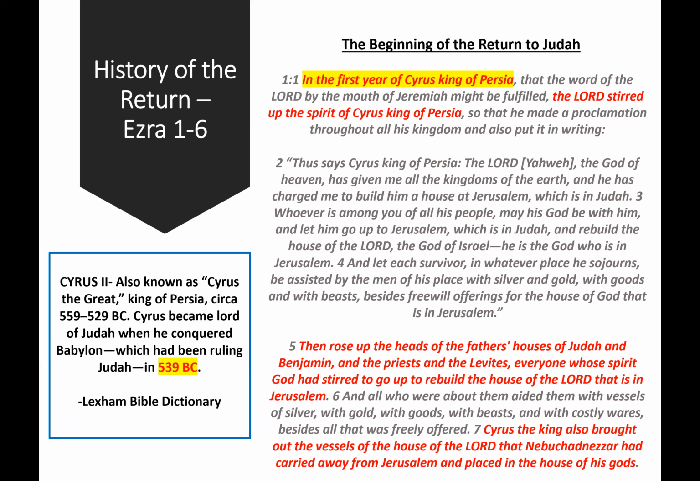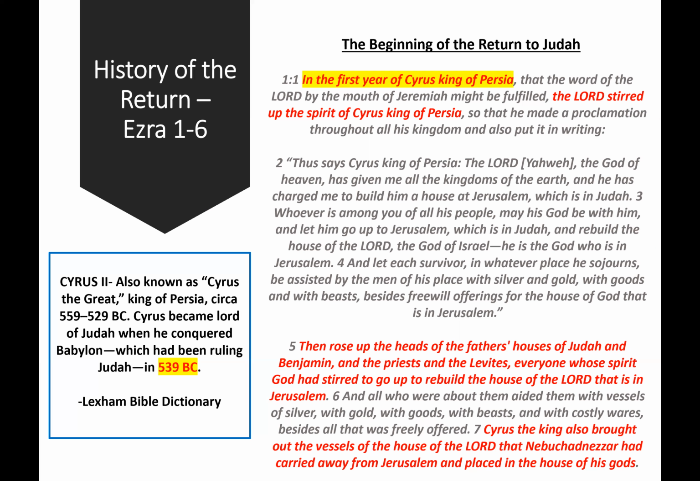So pause real quick. We see there that Cyrus recognizes Yahweh as the King of Heaven, and as the one who's granted him the opportunity to lead this giant nation of Persia. He says that Yahweh has spoken to him and told him to build the temple. And so now he's offering a chance for some of these Jews who are living in Babylon to go back to Jerusalem and rebuild the temple.